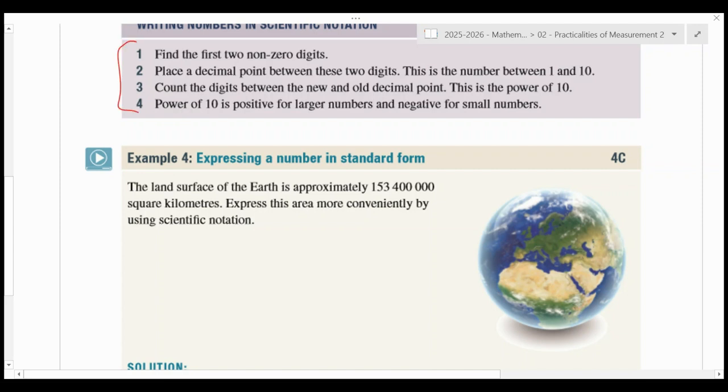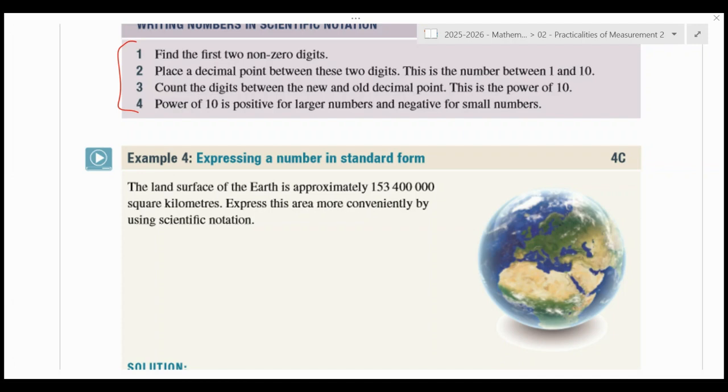We've got 4 steps up here that we're going to look at. We're going to find the first 2 non-zero digits. We're going to put a decimal point between them. So that's a number between 1 and 10, because all of our standard form or scientific notation numbers will be between 1 and 9.9999999. Count the digits between the new and the old decimal point. This is the power of 10. Power of 10 is positive for large numbers and negative for small numbers. Yes, that's correct. We can go into the negatives with the power, and that just means that it is tiny.